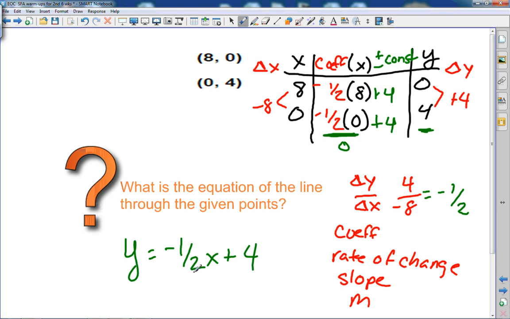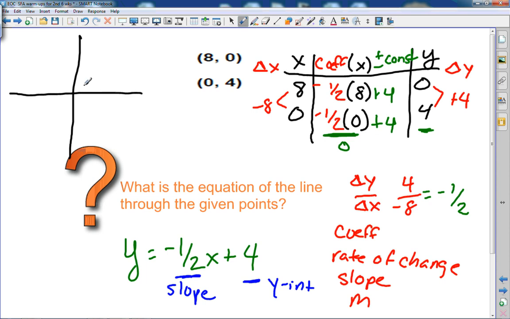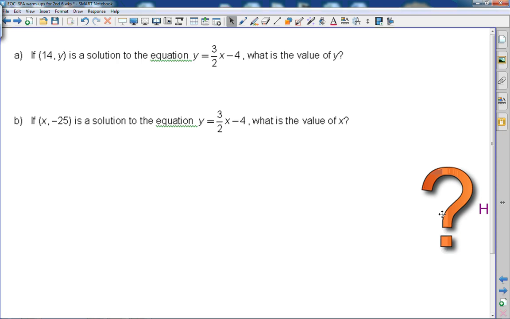Now, let's review and remember. This is my slope, and this is my y-intercept. So if I went to graph it, I would start at positive 4 and put a dot. And my slope says negative 1/2. That tells me to go down 1, to the right 2. So I start here and I go down 1, to the right 1, 2. Down 1, to the right 1, 2. Now my line is decreasing because my slope is negative.